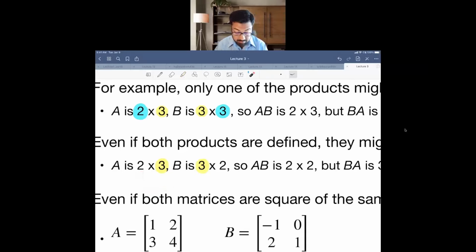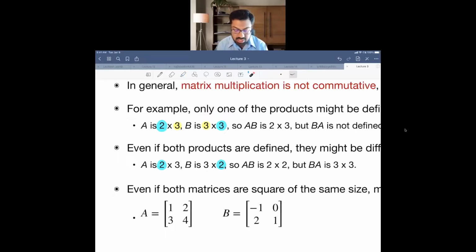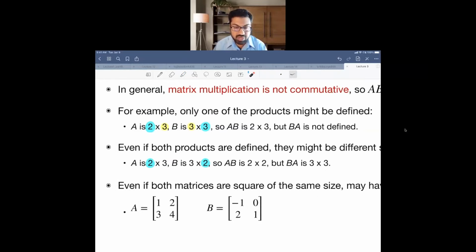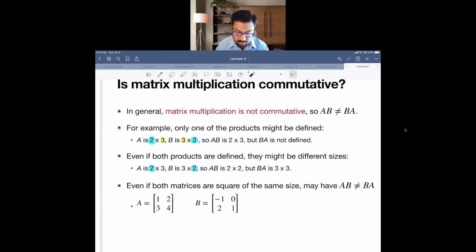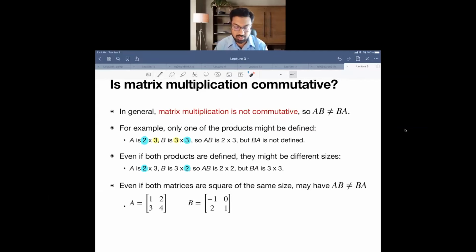However, if you reverse that multiplication, if you wanted to do B times A, then we need to check, do the columns of B match with the rows of A? And in this case, they do. However, when you multiply them, the result will be 3 by 3, right? So even though AB is defined and BA is defined, the results are different sizes, which validates this statement: matrix multiplication is not commutative.